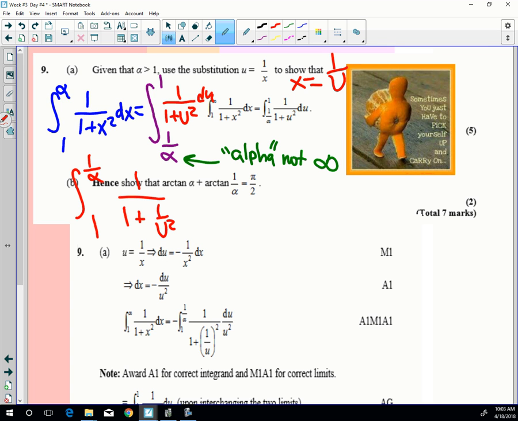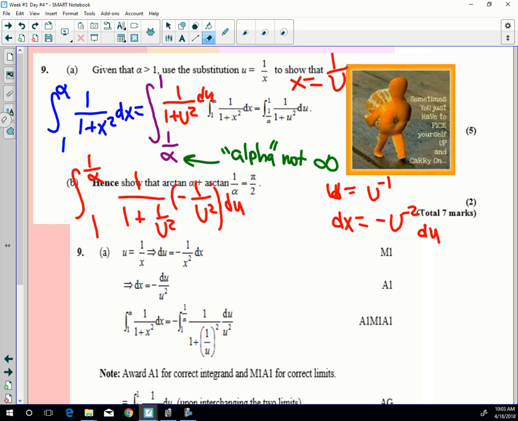Dx, we do have to take the derivative of this. What is the derivative of x? Negative u to the negative 2. So this is going to be negative 1 over u squared dx. Yeah. This x is u to the negative 1. Dx is negative u to the negative 2.